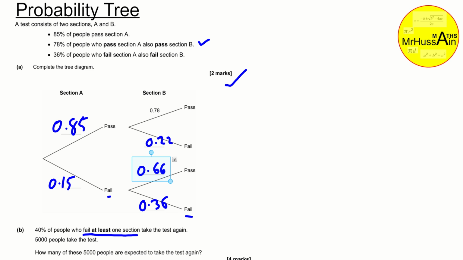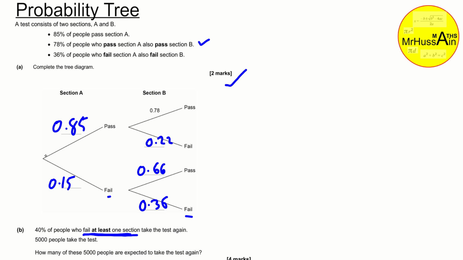So 40% of people who fail at least one section take the test again. 5,000 people take the test. How many of these 5,000 people are expected to take the test again? But like I said, those 2 marks worth, you should be more than happy with if you practice this. So we want to find the probability of failing at least once.